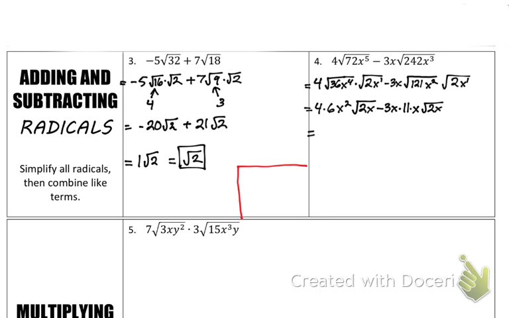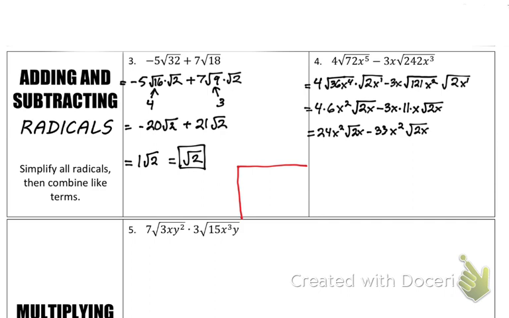4 times 6, that is 24, x squared, square root of 2x. We got a couple things happening here. I have a negative 3 times 11, which will give me a negative 33. I also have an x times an x, which will give me x squared. And then I have the square root of 2x. Lots of good things for adding and subtracting. I have x squareds, I got square root of 2x's. So how many x squared square root of 2x's do I have? I have 24 of them here, and I have a negative 33 of the same thing over here.